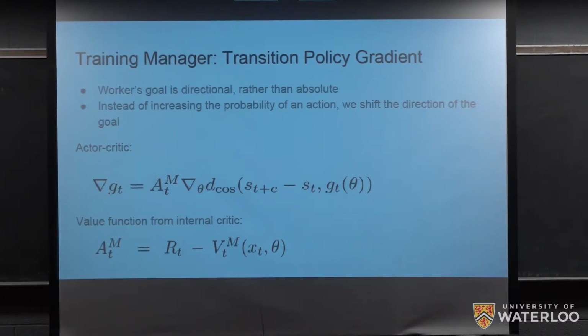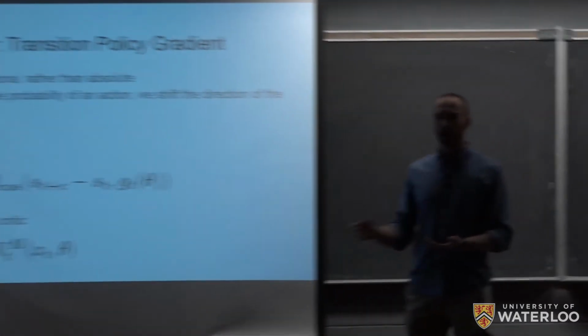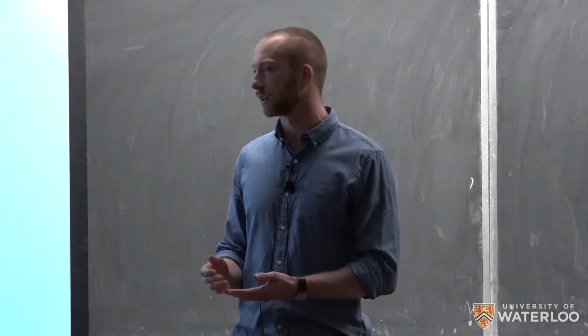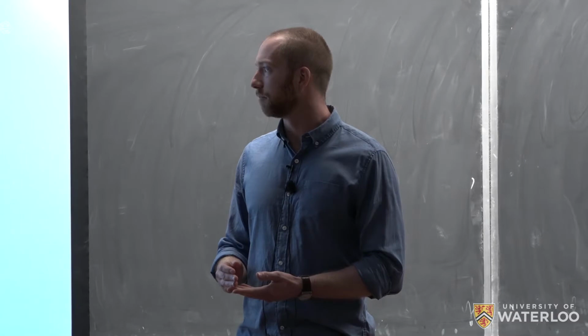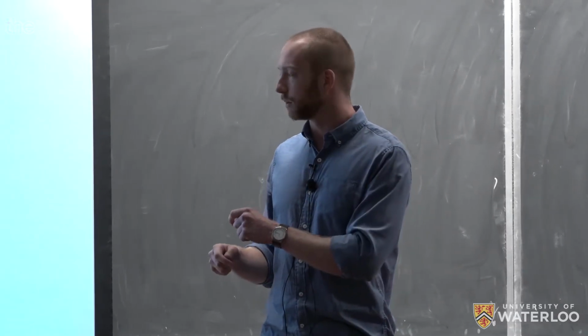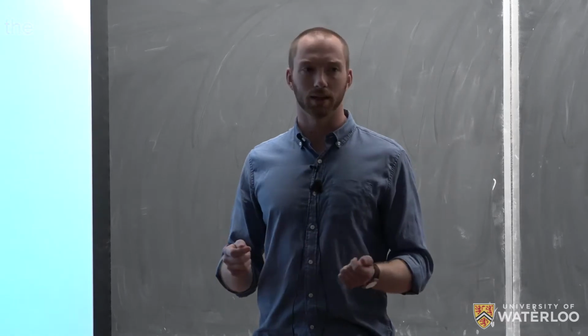Okay, so now on to the interesting part. We have our manager, and the manager produces goals for the worker. Normally we would think about training an agent to produce good actions. In this case, we don't produce good actions. We try to produce good goals. And they're not absolute goals, so we don't specify a location. What we do is specify a direction that we want the agent to move in.